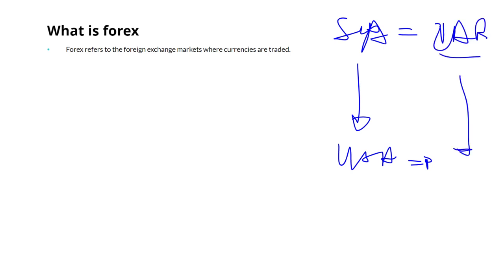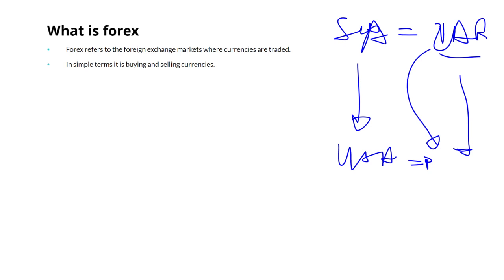For you to buy goods in USA, you need to convert this South African rand into the US dollar. So you go to a money exchanger or to a bank, then you can actually buy the United States dollar. What you're actually doing in this case is you are buying the US dollar and you are selling the South African rand to the person that you're buying from. So Forex refers to foreign exchange markets, where currencies are traded. In simple terms, Forex is simply buying and selling of currencies.